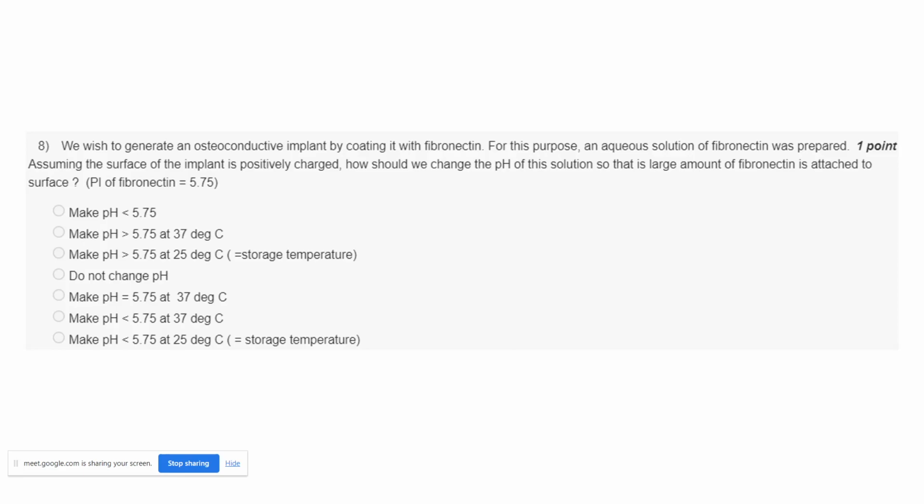So the surface of the implant is positively charged and your solution contains fibronectin. So how will you change the solution to make it more negatively charged so that it attracts to the positively charged implant? Which of these options will make your solution more negatively charged? Option A. Okay.